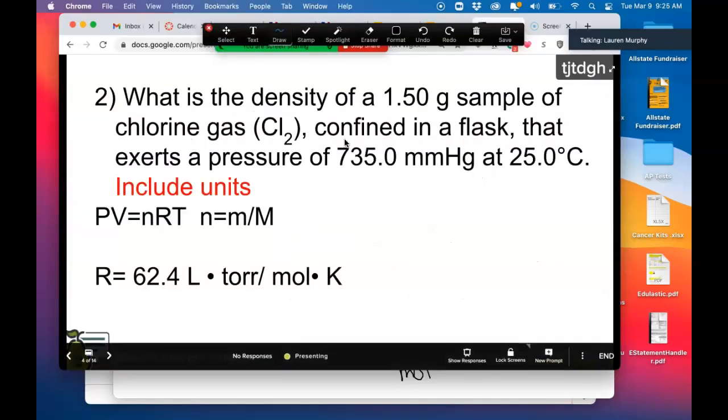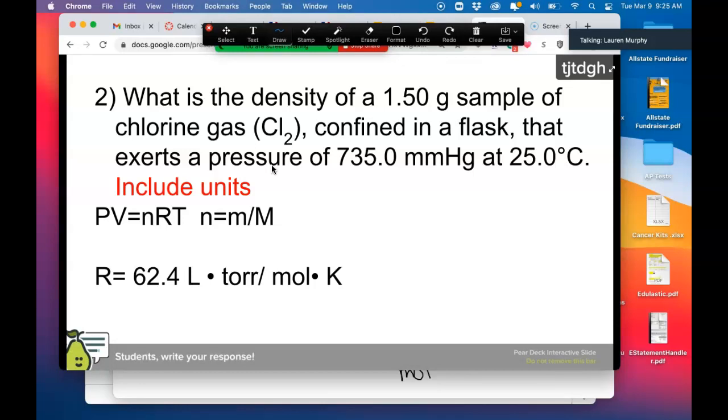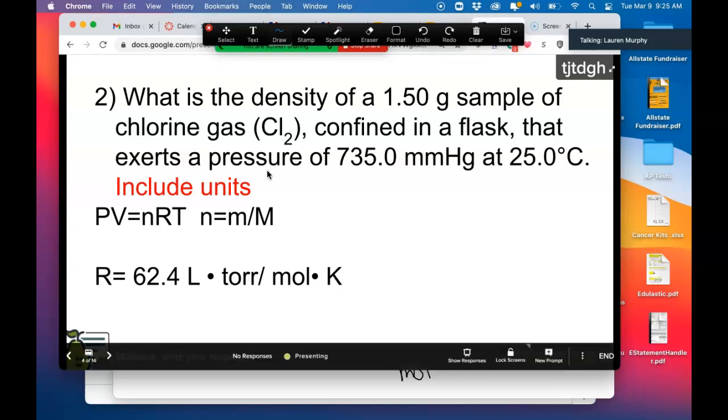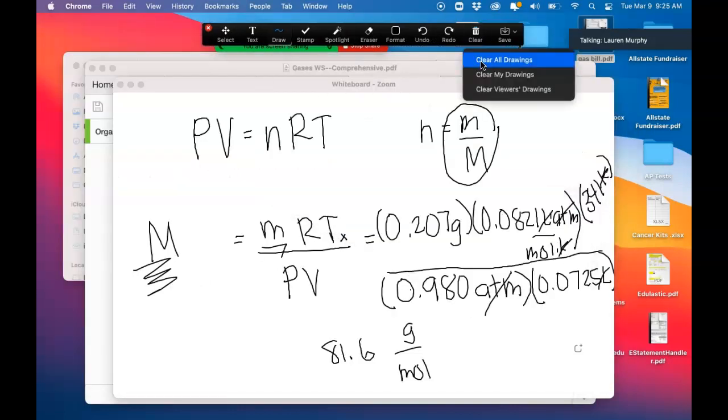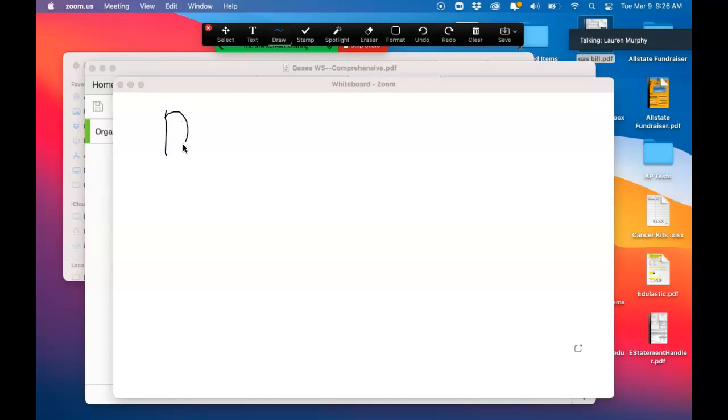So this way, I'm going to guess is going to be easier for you to do it similarly to how we did it the first way for the last problem. So they ask for density. So we need to say, okay, well, what does density mean? Density means mass divided by volume. That's what density is.